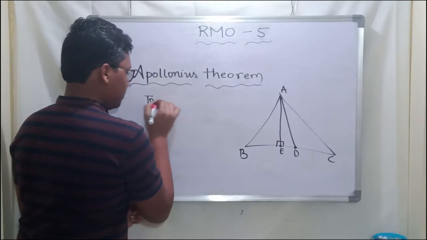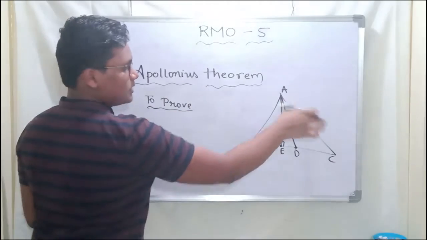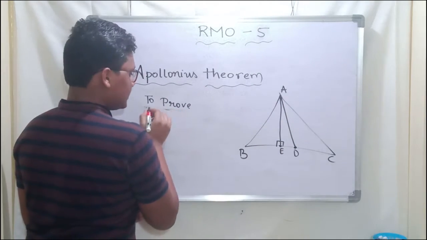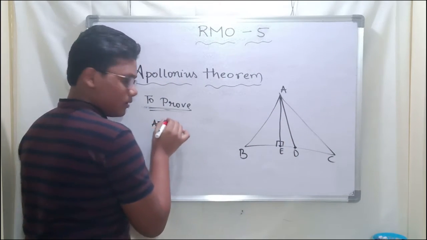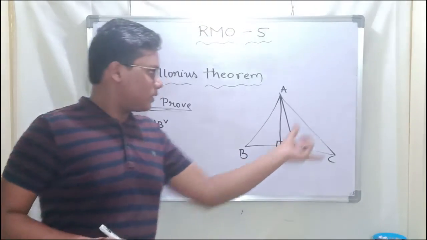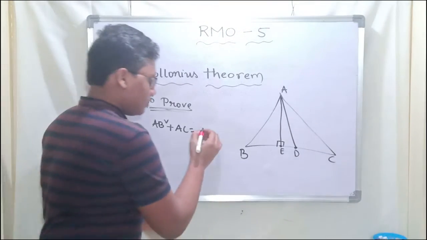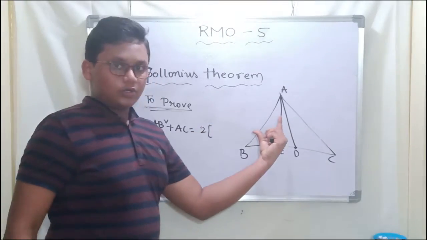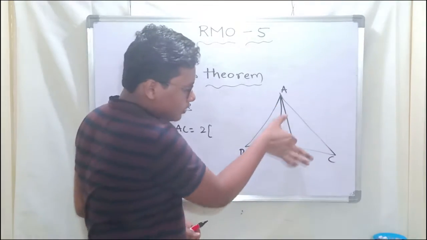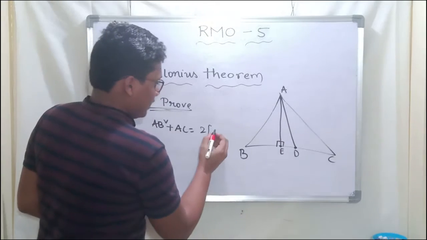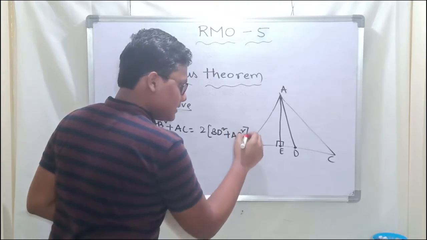To prove: AB square plus AC square is equal to 2 into BD square plus AD square.